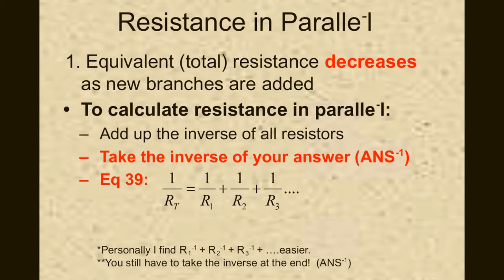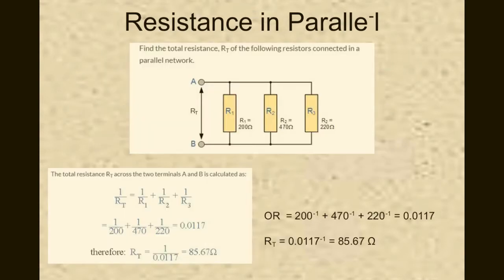Now, sometimes you may see equations that ask you to go 1 over RT equals 1 over R1 plus 1 over R2, and so on, and eventually take the inverse of that. Personally, I find using the resistor value with a -1 at the end of it to be much easier. We're going to see an example of both on the other side, but they mean the same exact thing.